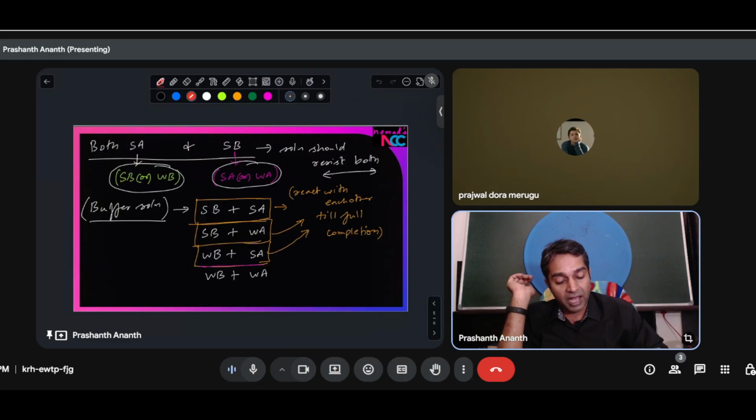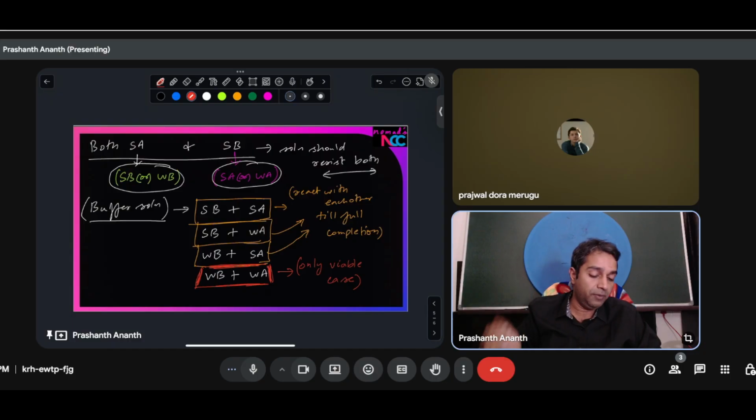So what is this last case over here? Weak base plus weak acid. Let us try to understand what happens when you are mixing a weak base plus weak acid. So this is going to be the only viable case. So let us try to see what this really stands for. What does this really mean?